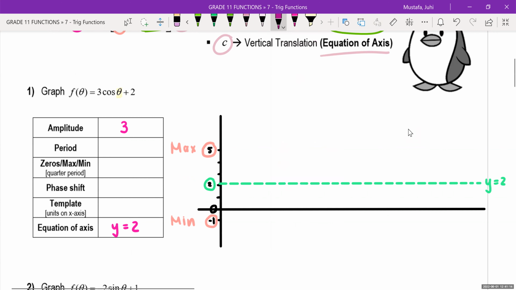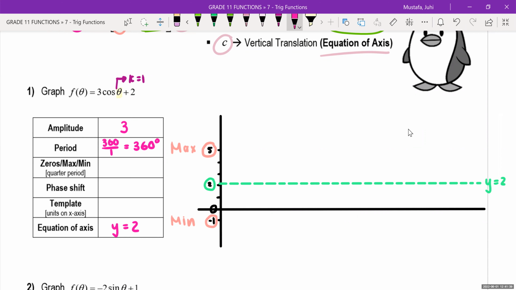Yeah, so there's no number here, which means really our k is equal to 1. So when we do the calculation, we're just going to say period is equal to 360 degrees divided by 1, which means it's just 360 degrees. That means from the start of our graph to the end of our graph, we need to cover 360 degrees.